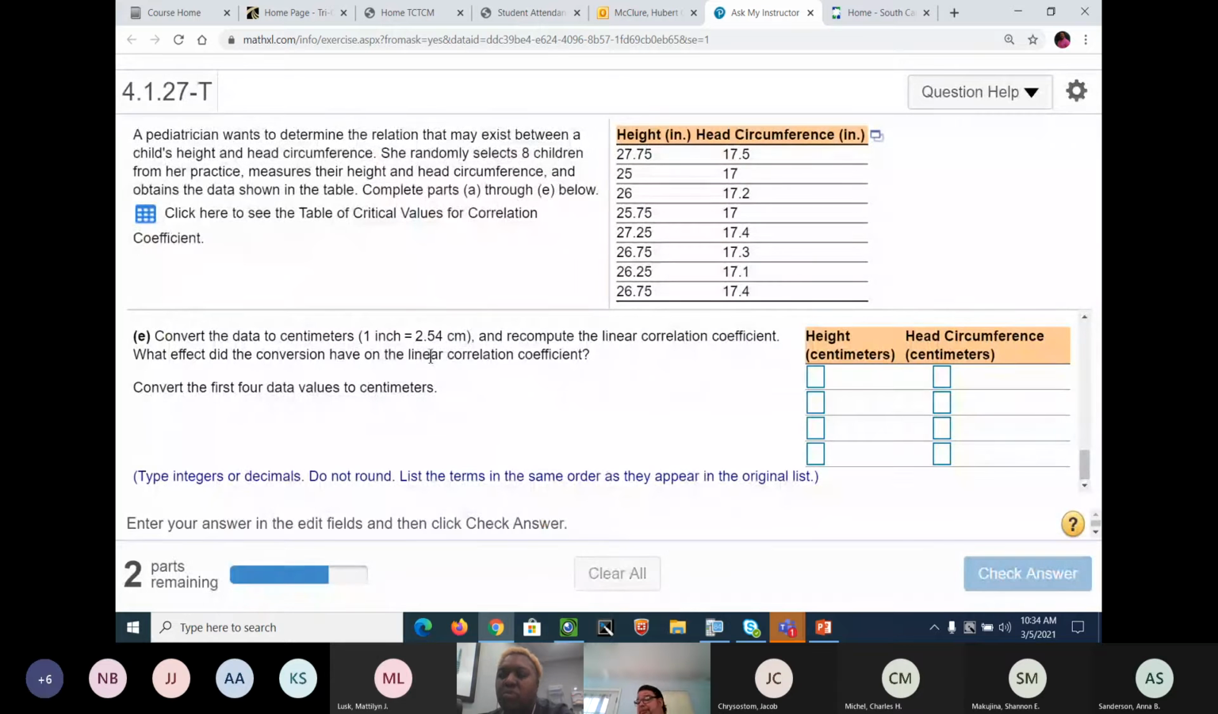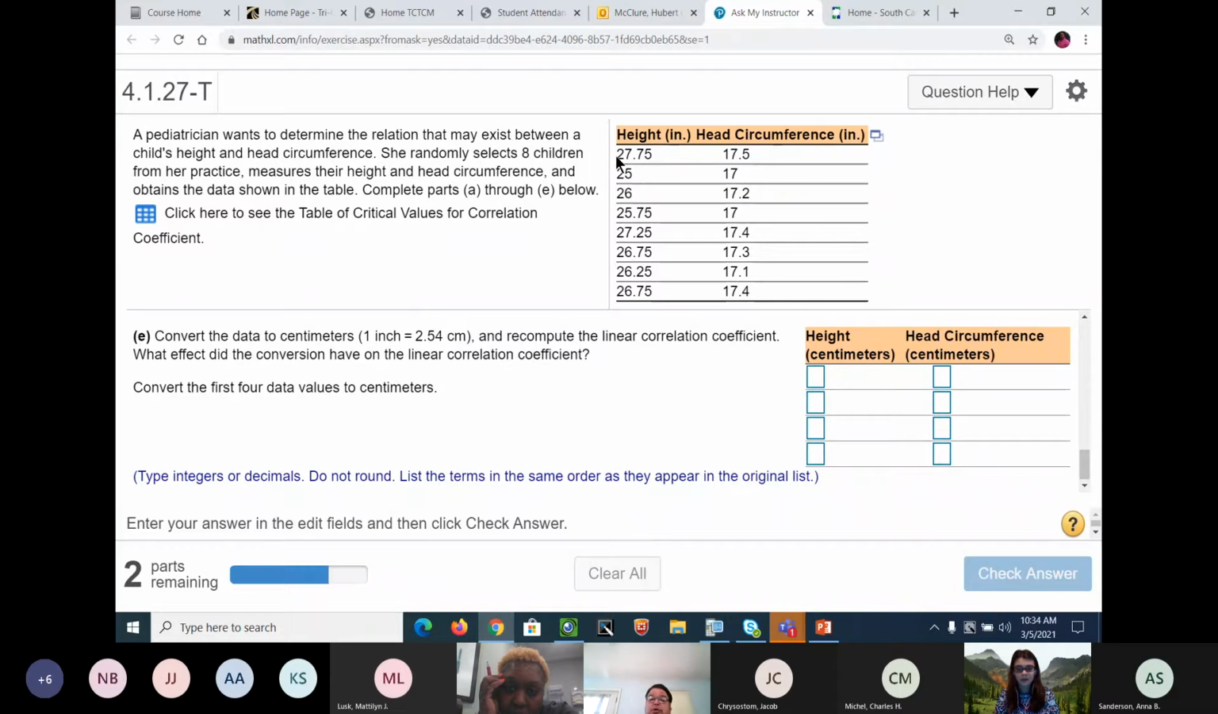Now this I don't really care about, but I'll tell you what they're telling you to do right here. They're telling you to multiply each one of these numbers by 2.54. Is that going to change anything about the data that you just printed out? No. You can multiply them each by 5. It is not going to change anything.